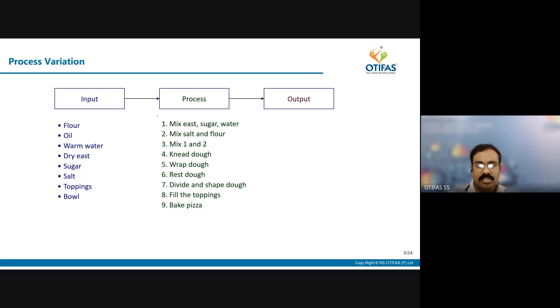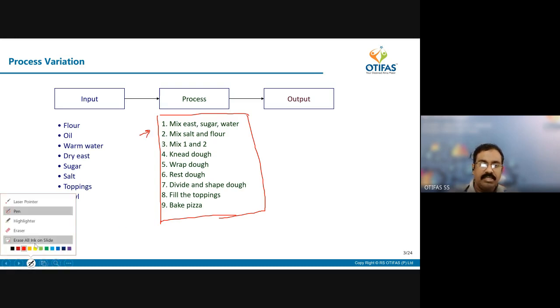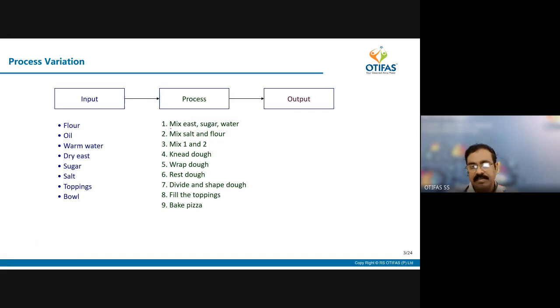So this is the process, understood? These are the activities. Somebody said actions, activities. Whatever it may be, these are the activities. Somebody is doing these activities either through a machine or manually. If you are making it in your house, you are going to do it manually. So you will mix yeast, sugar, water, salt, flour, etc.